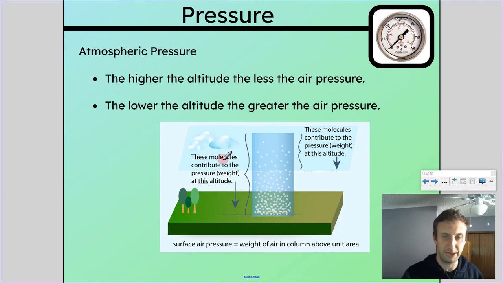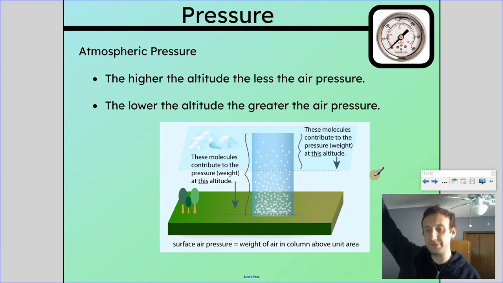This diagram is great because it shows that all these particles here are pushing down on you. These molecules contribute to the pressure weight at this altitude at the very bottom. Well, if I have a higher altitude, I only have these particles pushing down on me. So surface air pressure is equal to the weight of air in the column above that unit of area. So all the air that's above you is pushing down on you, which is quite incredible.